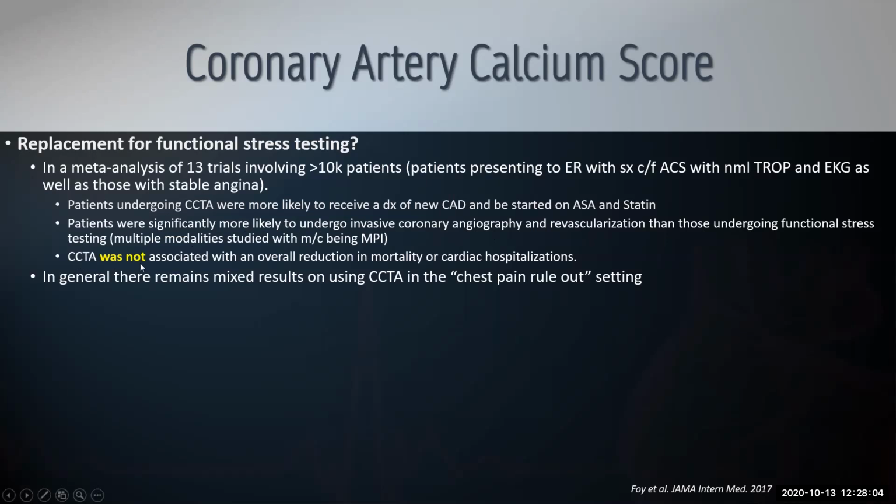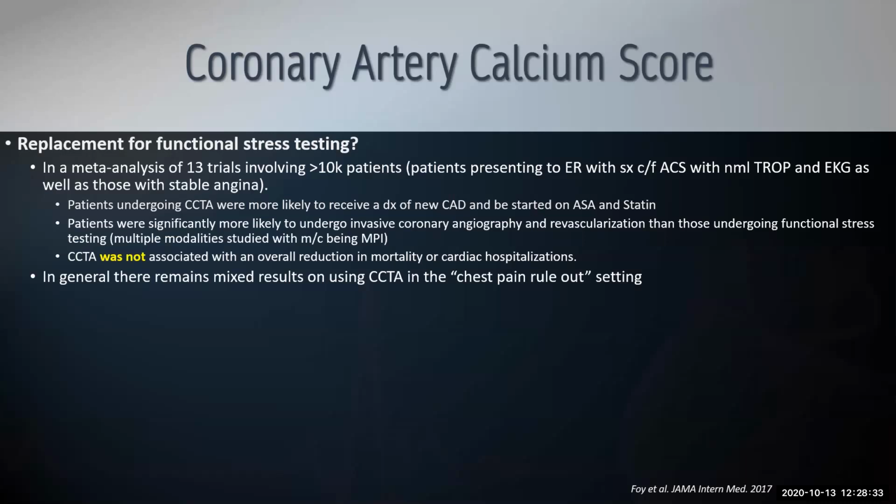So coronary CTA was not associated with an overall reduction in mortality and cardiac hospitalization. What they found was, even if we compared coronary CTA to our patients who had stress tests for the same kind of presenting symptoms or cardiac rule outs, they didn't seem to have a mortality benefit. There was no benefit of doing that over the functional stress testing, but it wasn't worse. Right. So it was non-inferior.